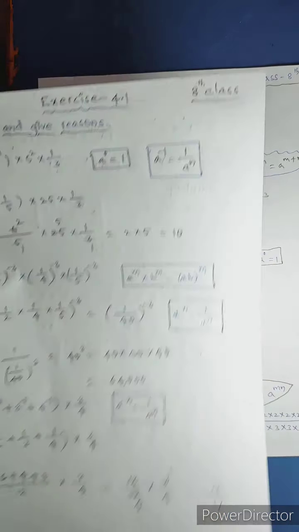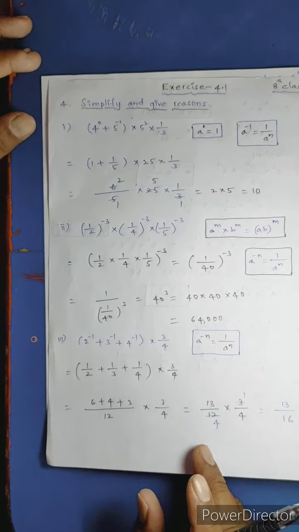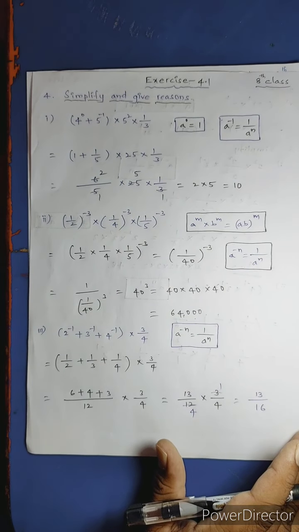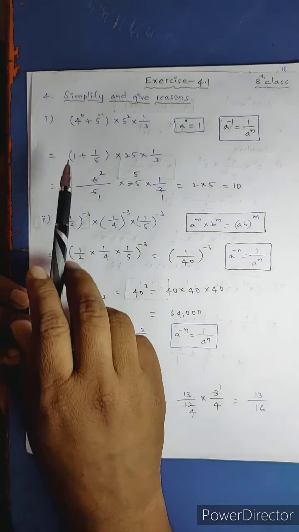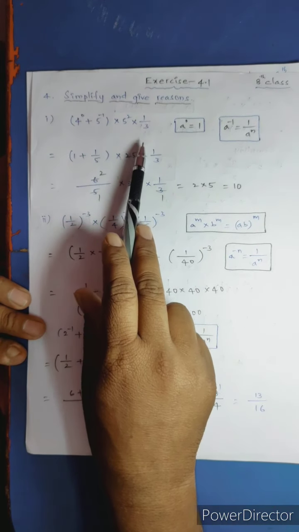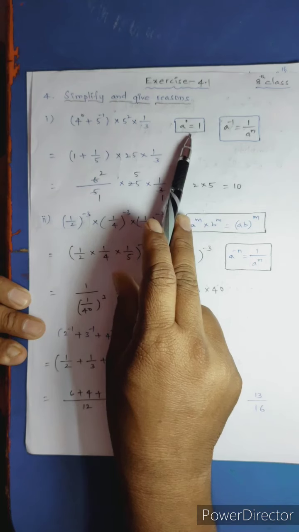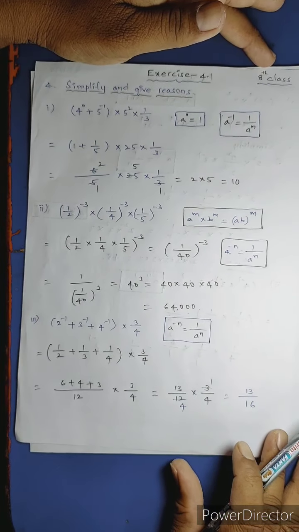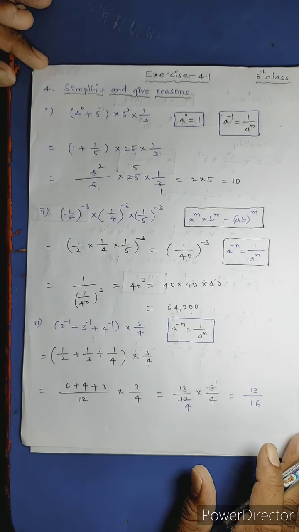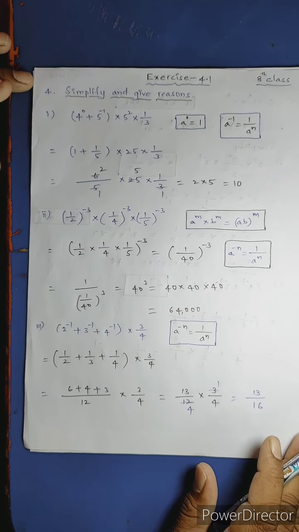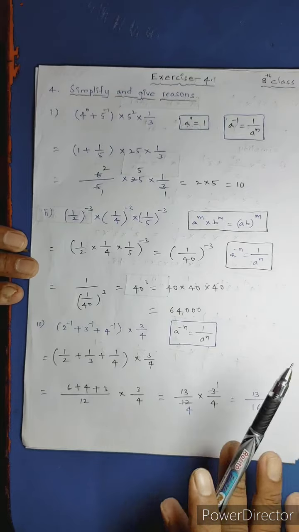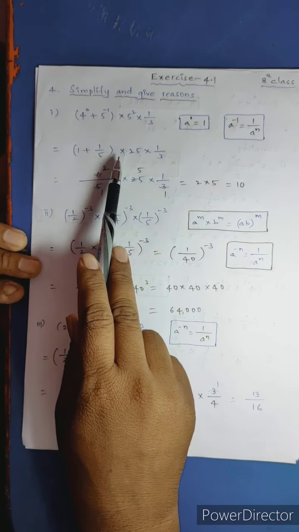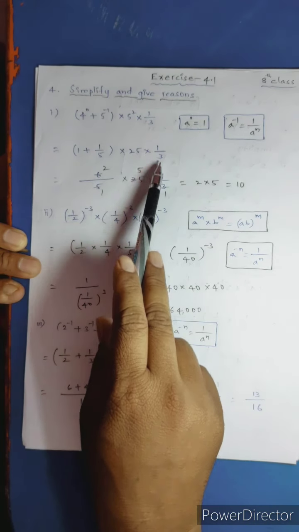After this, fourth section, first problem. Simplify and give reasons. First problem, 4 power of 0 into 5 inverse into 5 square into 1 by 3. A power of 0 gives 1, 4 power of 0 gives 1. Any number power of 0 gives 1 except negative numbers and 0. 4 power of 0 is 1, plus 5 inverse is 1 by 5, into 5 5s are 25, into 1 by 3.